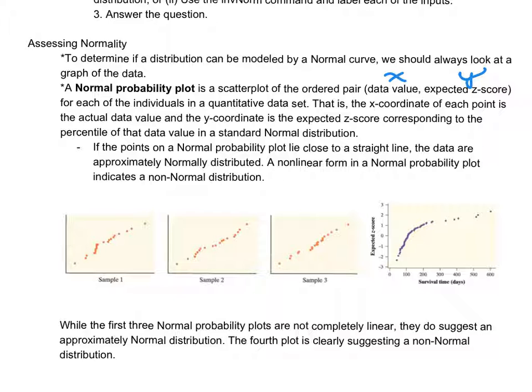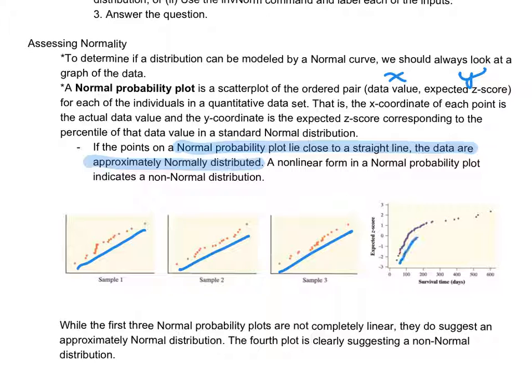If the points on a normal probability plot lie close to a straight line, then the data are approximately normally distributed. If there's a nonlinear form in the normal probability plot, then that would indicate a non-normal distribution. So if you were to look at the three graphs here, sample 1 is pretty linear. Sample 2's got a little bit of a jog there, but still pretty linear. Sample 3 also pretty linear.